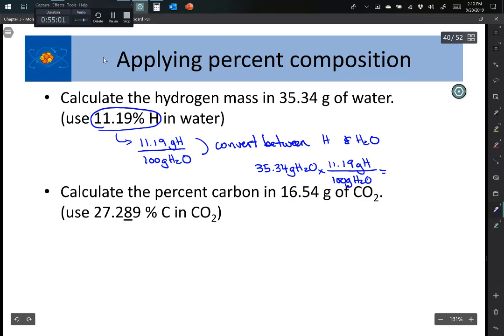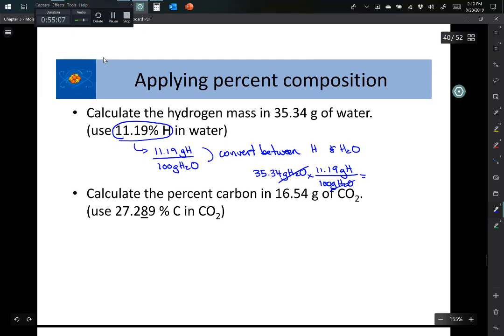The grams of water will cancel out and leave me with just grams of hydrogen. What do you get? 3.954... 3.95... yeah, there we go. 3.9546. All right, we've got to stop somewhere.